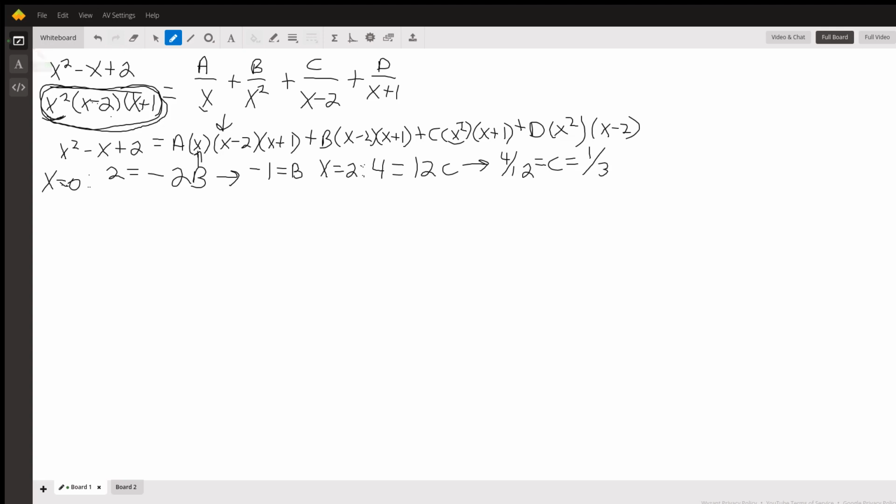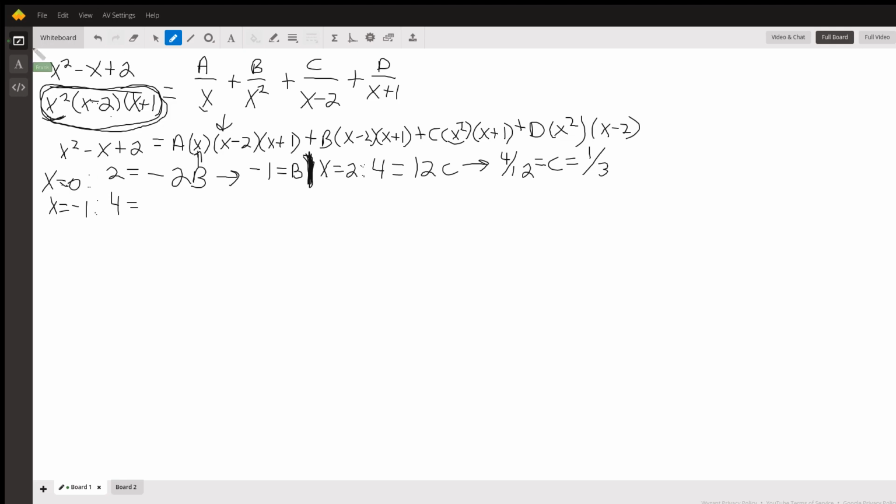So c equals 1/3. Now I'll use the final root, and I'm putting a little bar there to show a separation. I'll use the other root, which is negative 1. X equals negative 1, x plus 1 is 0. X equals minus 1 is a root. So on the left side, negative 1 squared is 1, minus negative 1 is plus 1. So that's 2. 1 plus 1 is 2, plus 2 is 4.